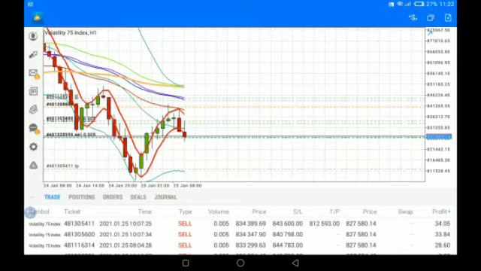Right? So a big bearish rejection here. You can actually see a big bearish rejection here. I'm showing you this to enlighten you on how to trade bearish engulfing candlestick patterns.